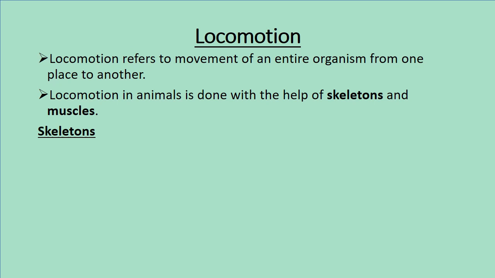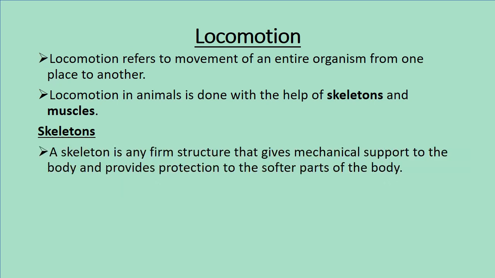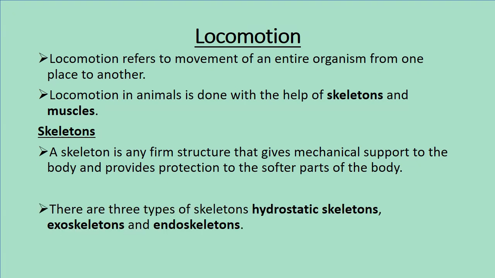What is a skeleton? A skeleton is any firm structure that gives mechanical support to the body and provides protection to the softer parts of the body. I think by now we all know what a skeleton is, but of course we're going to take a look at it scientifically. The skeleton protects our hearts and other delicate organs in the body. So it first provides mechanical support, and it also offers protection to the softer parts of the body.